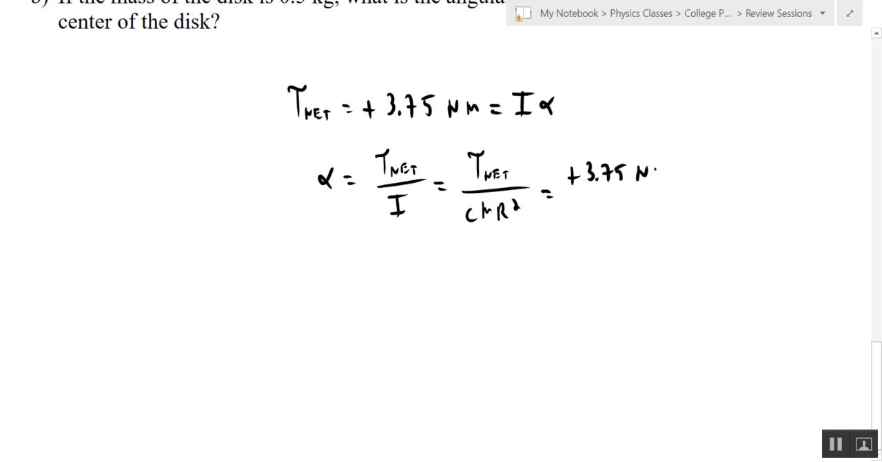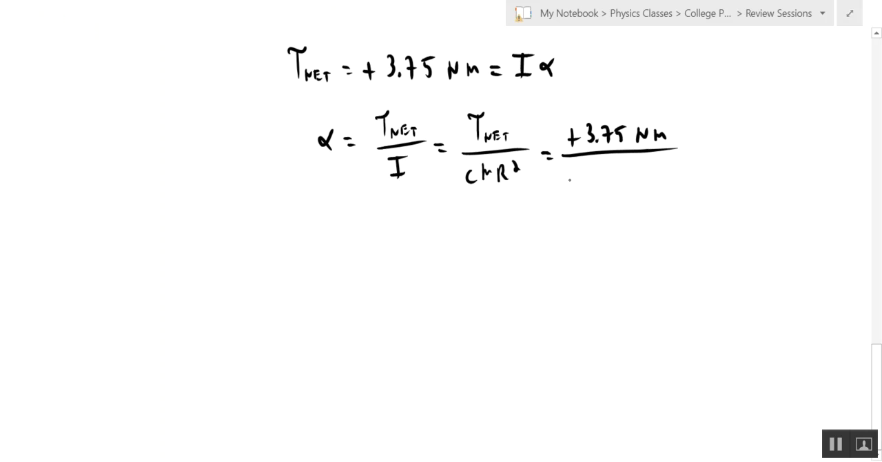So all you do is take 3.75, which is the reason why you need to find the net torque, and divide it by c times mr squared. c is 1/2, the mass is 0.5, and the radius is 0.75 meters squared, which means the angular acceleration is what was said already, 26 point something, positive, meaning it's clockwise. It's going to make the thing rotate clockwise.